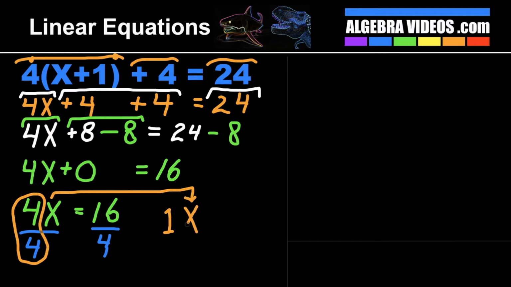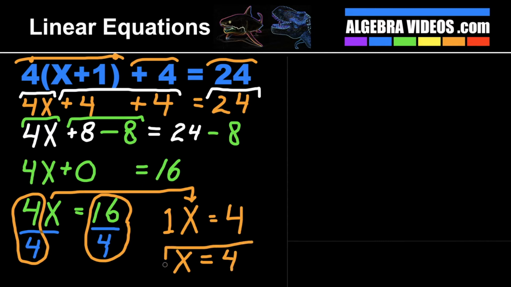And that equals, on the right side, 16 divided by 4. What is 16 divided by 4? 4. And 1x is really just x, right? We don't need to say 1x, we could just say x. So x equals 4. And that is our solution. So I'm going to put a rectangle around it. That is the answer. That's all we have to do.